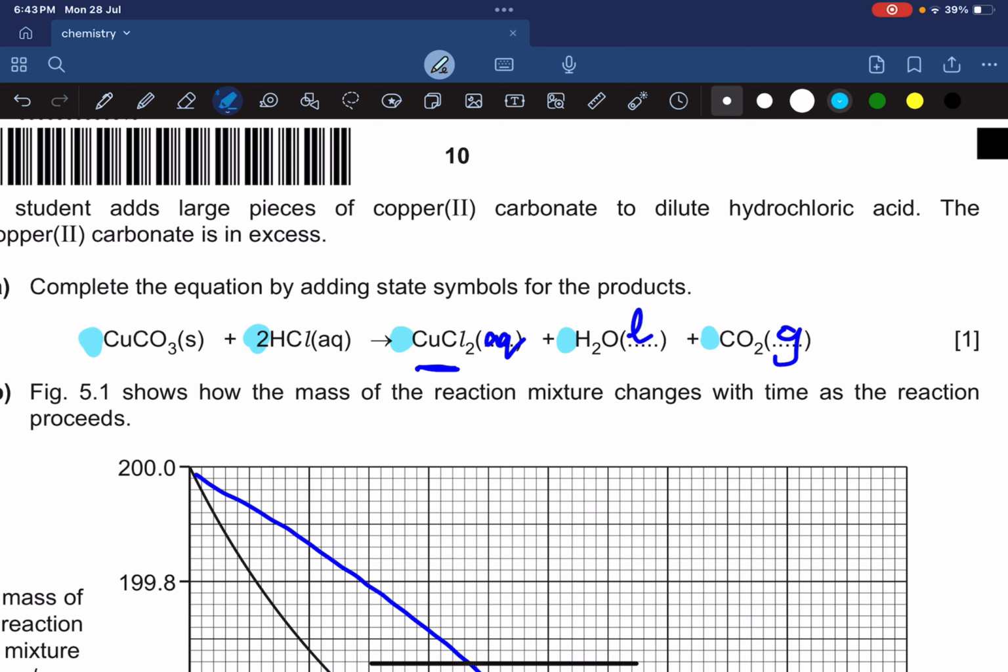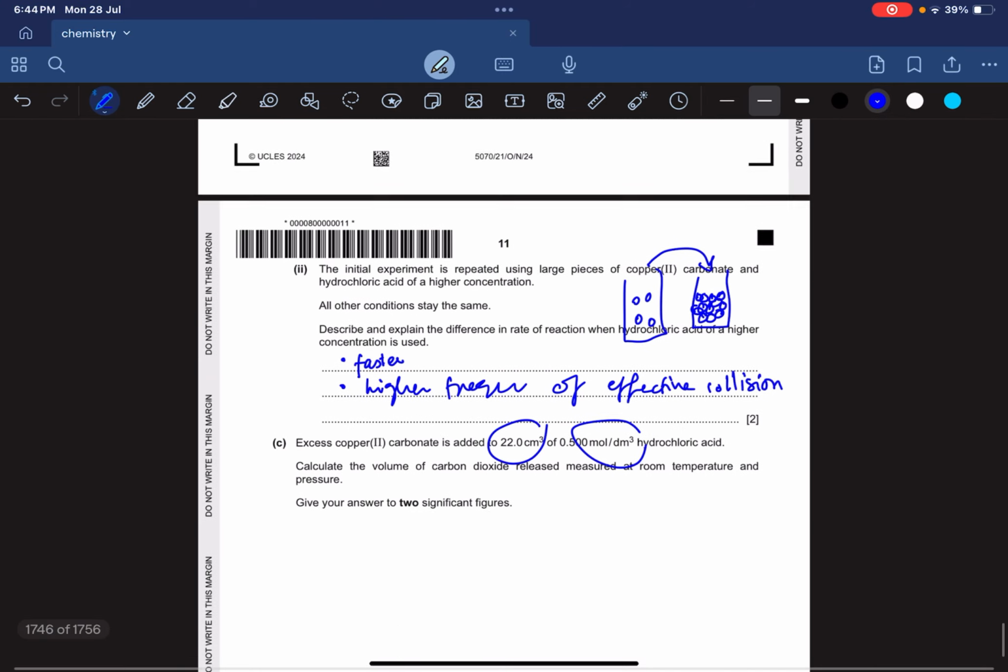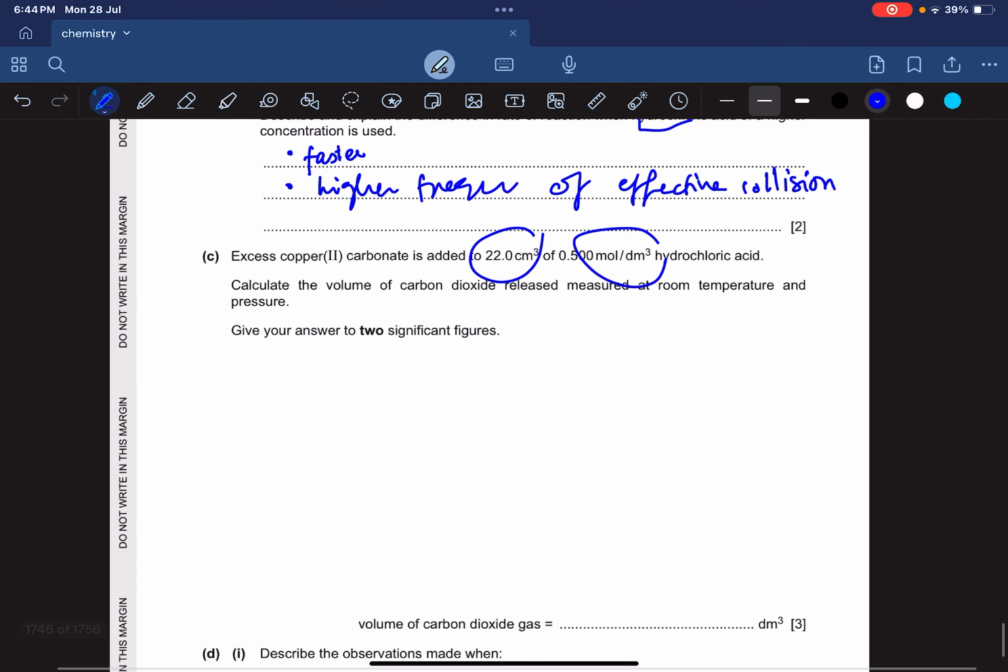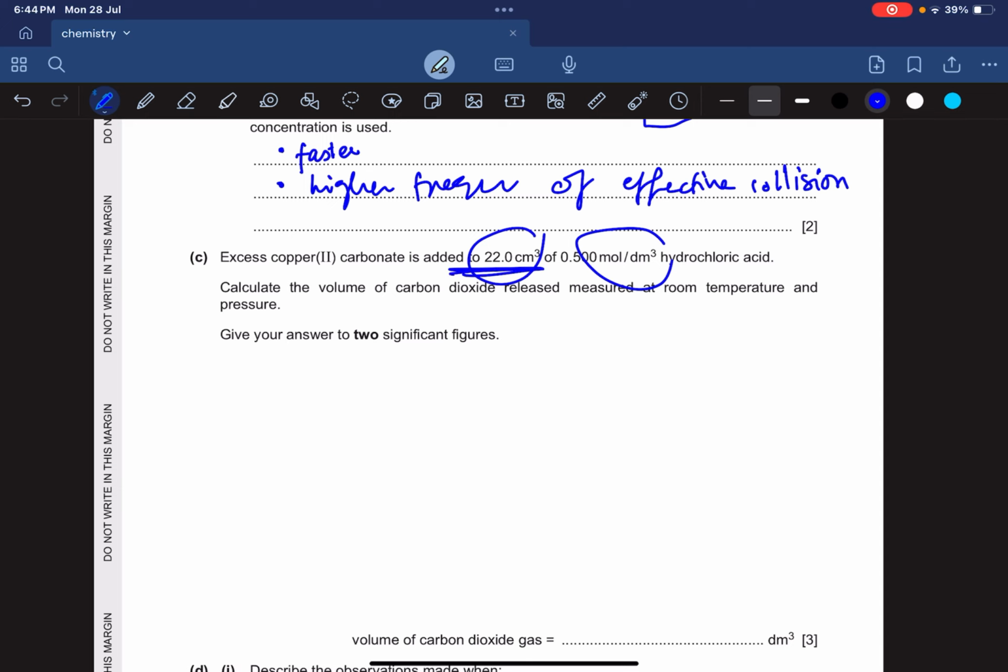Now we have the moles, which means we've got everything we know. 1 mole of copper carbonate reacts with 2 moles of hydrochloric acid to form 1 mole of copper chloride, 1 mole of water, and 1 mole of carbon dioxide gas. Let's figure out whose moles we can find. We're given the volume and the concentration of HCl, so we can find the moles of hydrochloric acid.